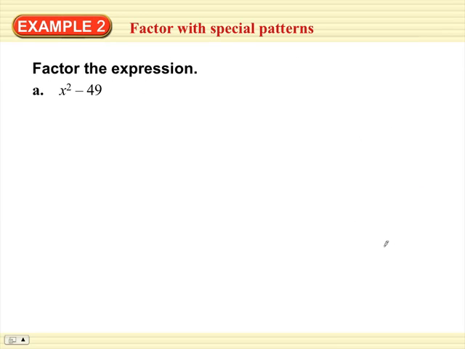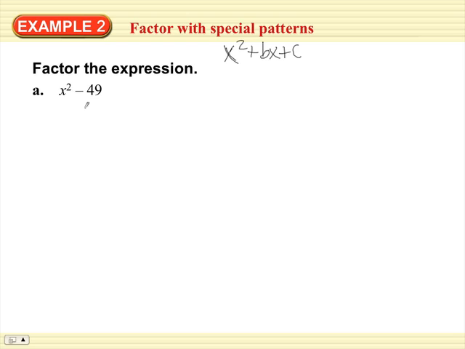Alright, factor with patterns here. Now look at this one. x squared minus 49. What isn't there? B is not there, right? The form is x squared plus bx plus c. There is no bx. So what do we do if there's no bx?